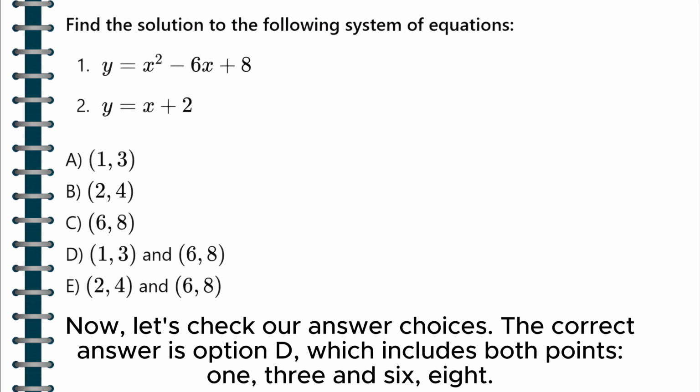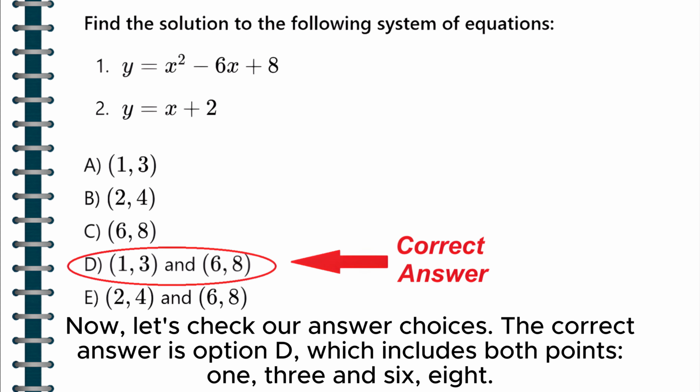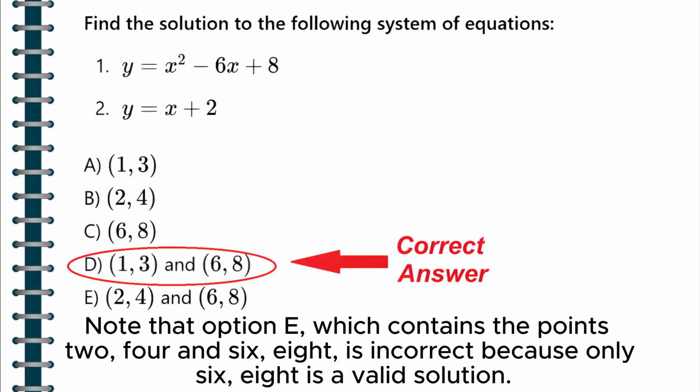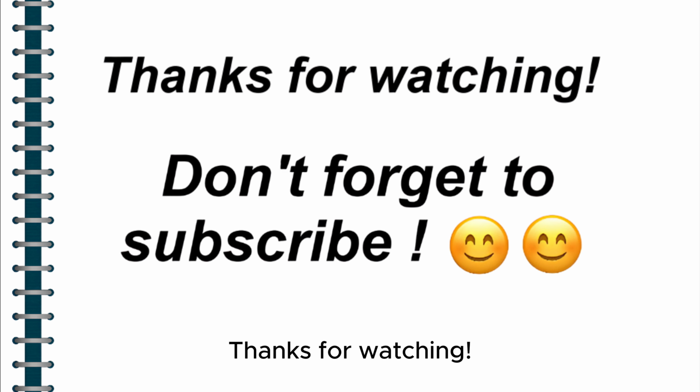Now, let's check our answer choices. The correct answer is option D, which includes both points (1, 3) and (6, 8). Note that option E, which contains the points (2, 4) and (6, 8), is incorrect because only (6, 8) is a valid solution.